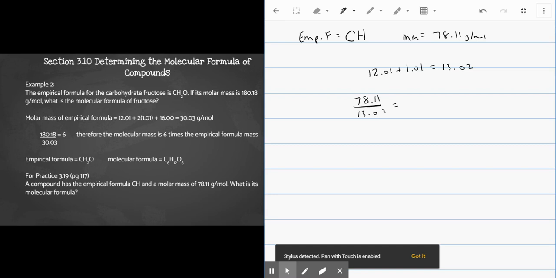78.11 divided by 13.02 is 5.99, which is extremely close to 6. So there are 6 of these CHs in the total. So that means my formula is C6H6. Okay. All right, which is, I believe, benzene.